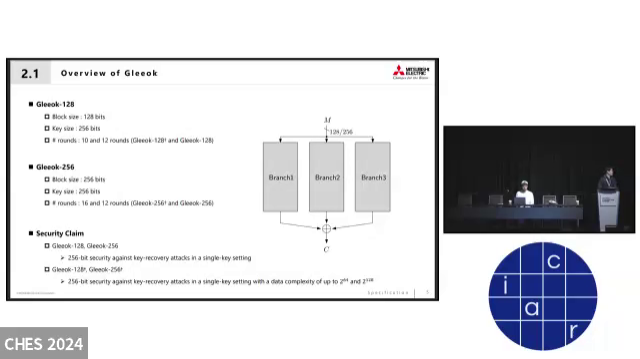For the security claim, GRIOC 128 and GRIOC 256 claim 256-bit security against key recovery attacks in a single-key setting. For the round-reduced versions of GRIOC, they claim the same security, 256-bit security against key recovery attacks, but the available data complexity is limited to up to 2^64 and 2^128.